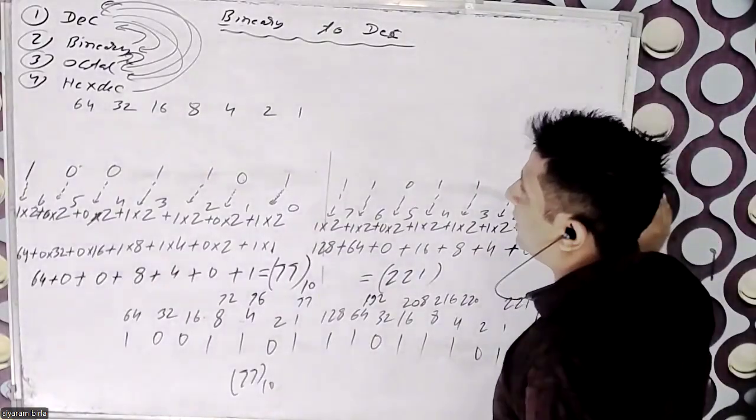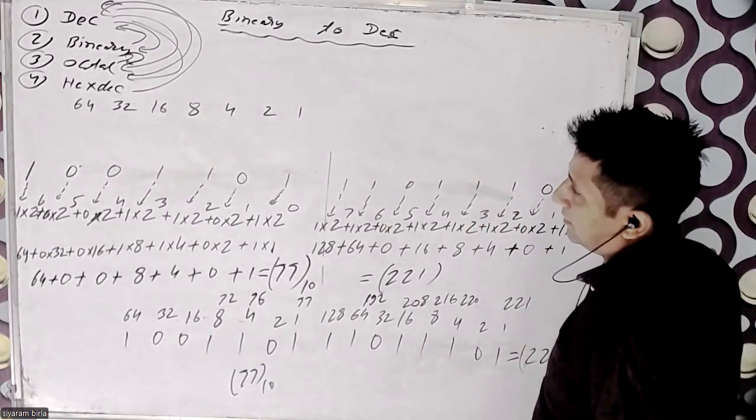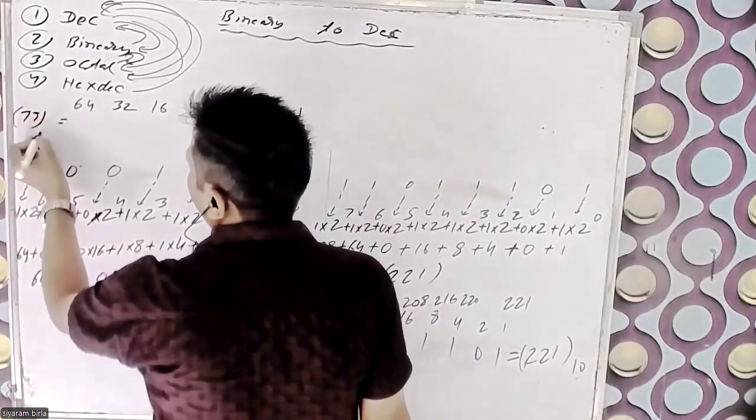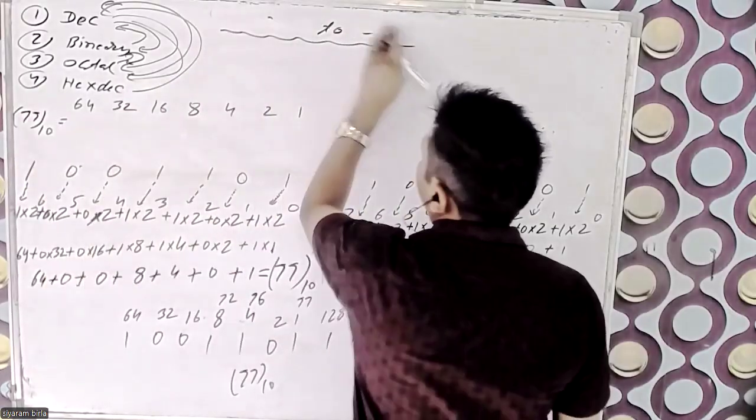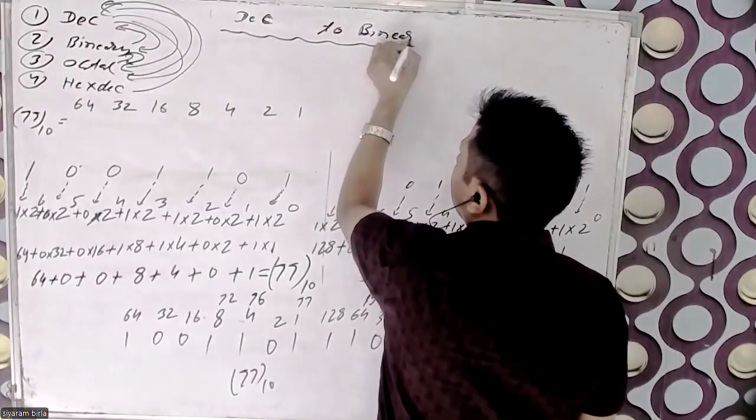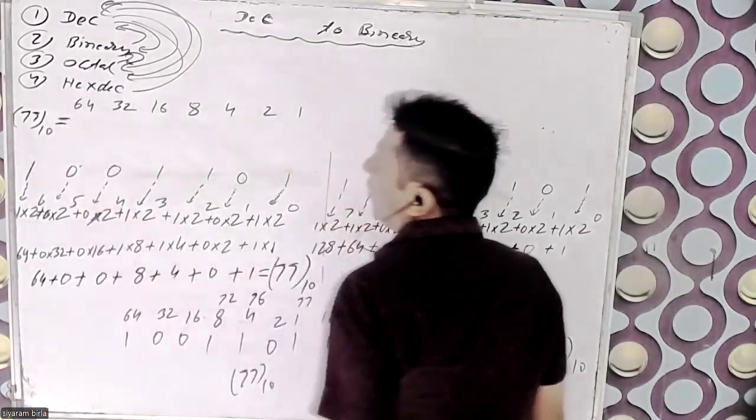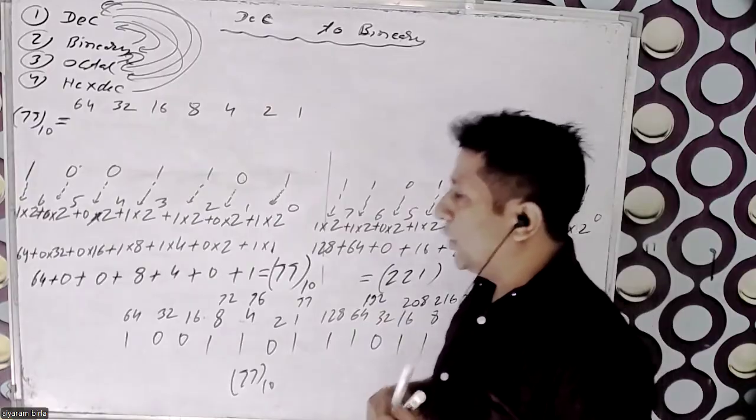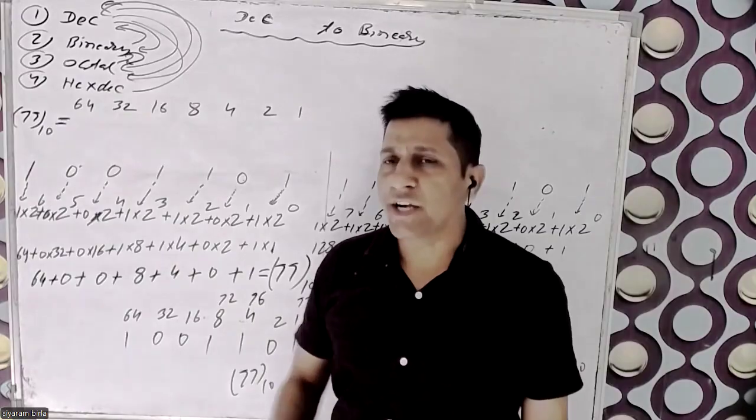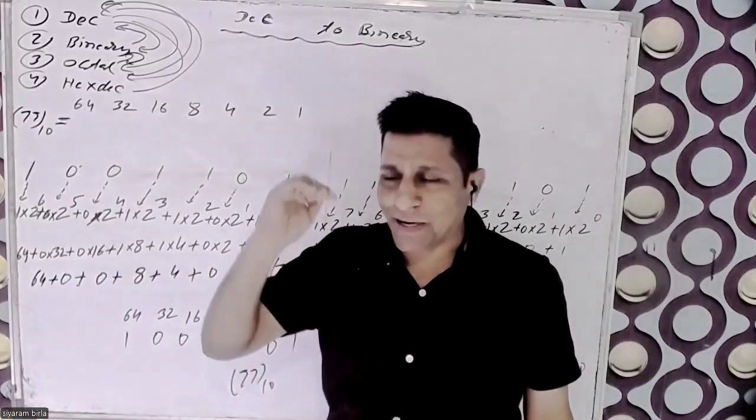So I want to convert the number. The number is 77. I want to convert it using the shortcut method, decimal to binary. Binary digits are bits, so I want to convert into bits. Whatever place values are lesser than 77, you make them 1. If it is more than 77, you make it 0.